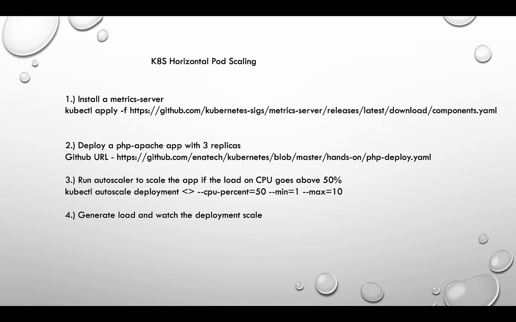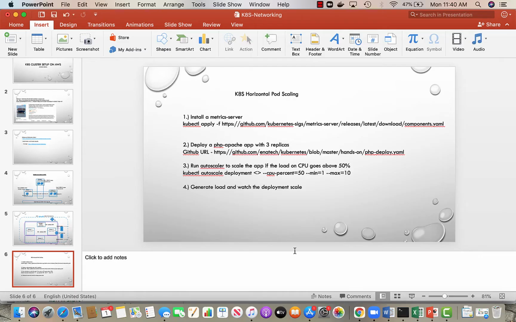But before we do the horizontal pod scaling using the kubectl autoscale command, it's important to have a metrics server running. So what I have over here is I'm just running it from a link. If you Google for metrics server, you will be able to find it. So this is the one I'm going to use.